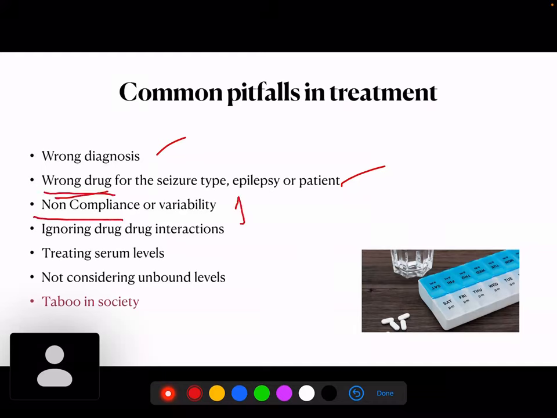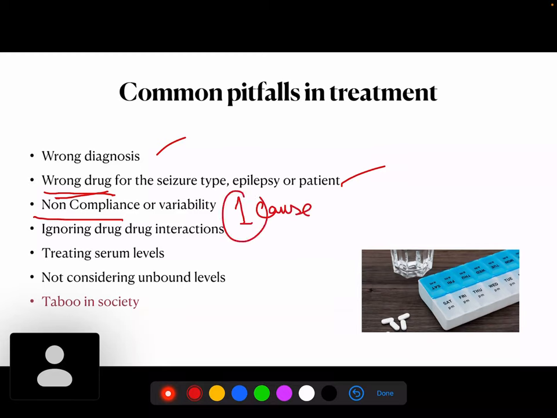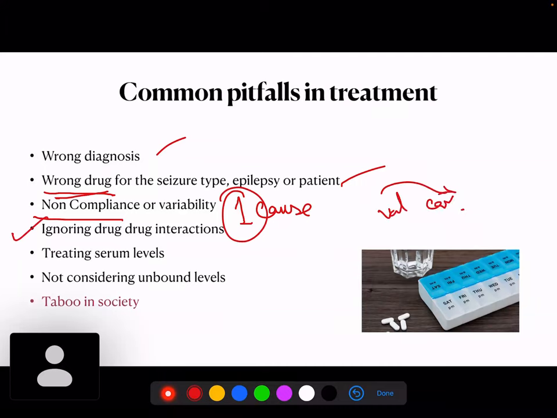Non-compliance: in Pakistan, I'd say the number one cause is non-compliance. Ignoring drug-drug interactions, for example, giving valproate and carbamazepine together. So these will mess with each other. Otherwise, you're giving other medications that might decrease levels, like OCPs and lamotrigine. So OCP will decrease lamotrigine. So consider that there might be drug-drug interactions happening. Do not treat serum levels unless you are dealing with pregnant patients or resistant cases. And it is a taboo in society.